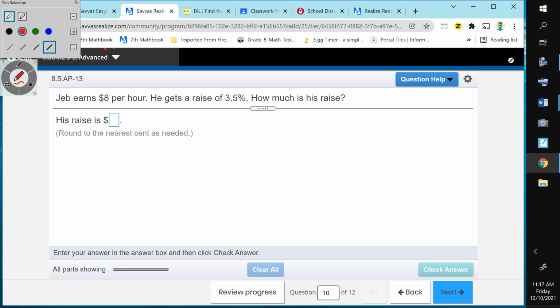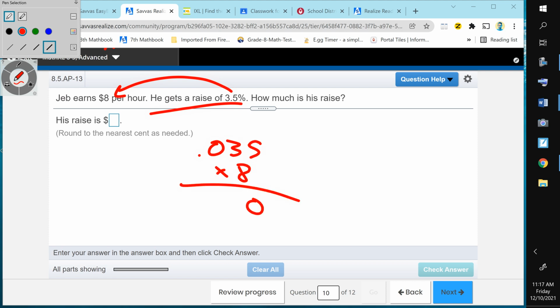Jeb earns $8 per hour. He gets a raise of 3.5%. How much is the raise? Well, what's 3.5% of 8? All we've got to do is convert that to a decimal and multiply times 8. It's going to give us our number.